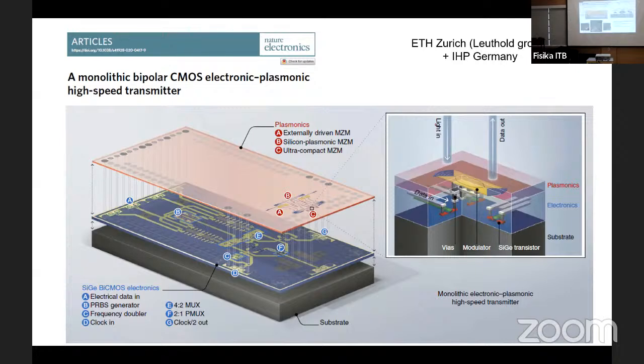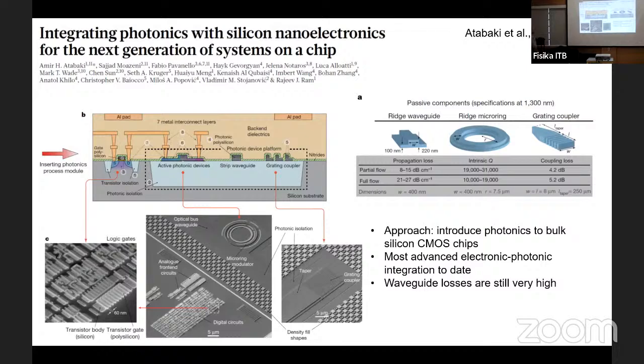And then the most ambitious one is pushed by IBM and GlobalFoundries. What they do is that they take the layer stack that has been developed for electronics by GlobalFoundries and try, without changing the layer stack of the electronics, to make optical waveguides, ring resonators, and modulators in that layer stack, right? And this is what is called monolithic photonic and electronic integration.